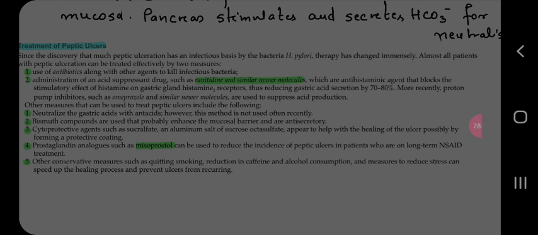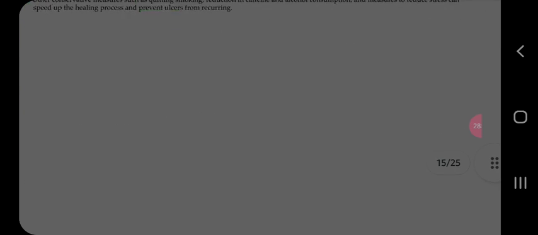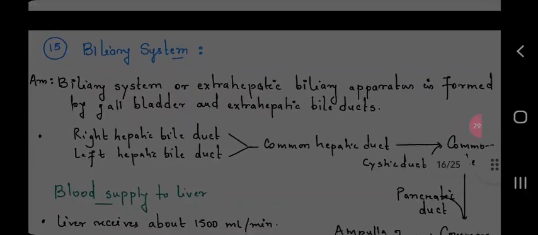Other conservative measures such as quitting smoking, reducing caffeine and alcohol consumption, and measures to reduce stress can speed up the healing process and prevent ulcers from recurring. Biliary system.